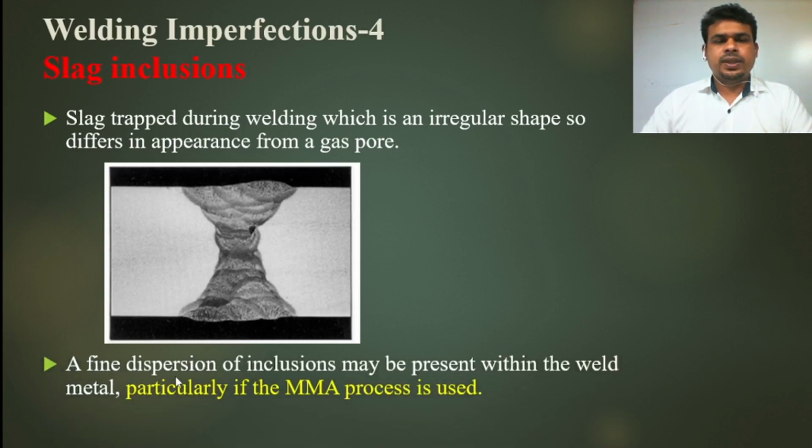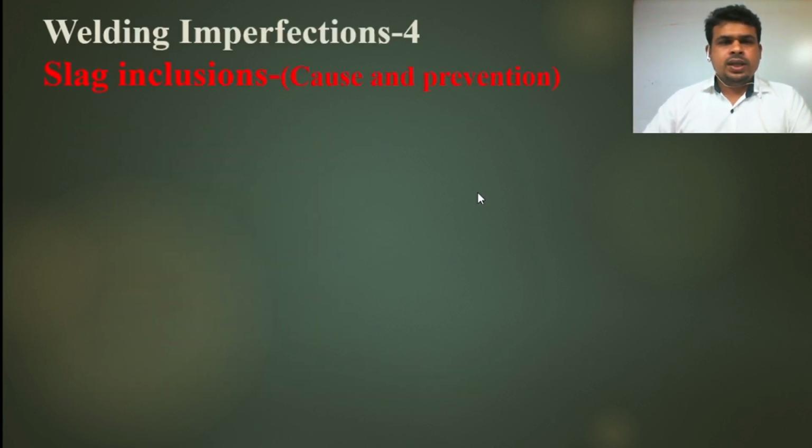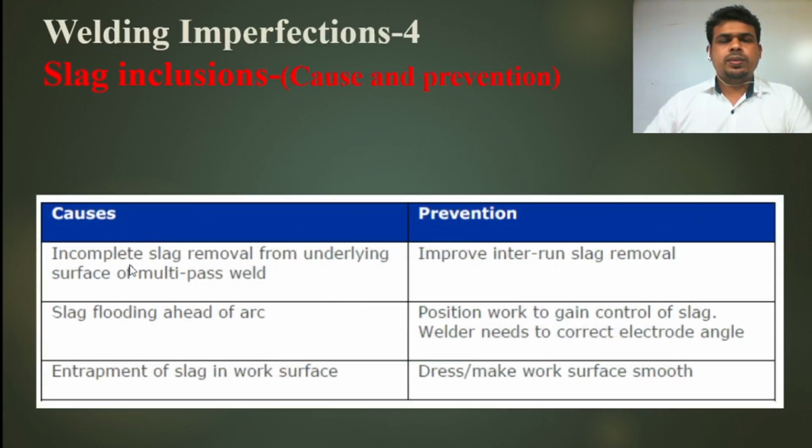A fine dispersion of inclusions may be present within the weld metal, particularly in the manual metal arc welding process. When we do manual metal arc welding we use an electrode, and this electrode is coated, so slag is formed and can be trapped here. So slag inclusion, what is the cause and how can we prevent it? The cause is incomplete slag removal from the underlying surface of a multi-pass weld. If we weld multi-pass, maybe in between welding we do not clean properly, then it can happen.